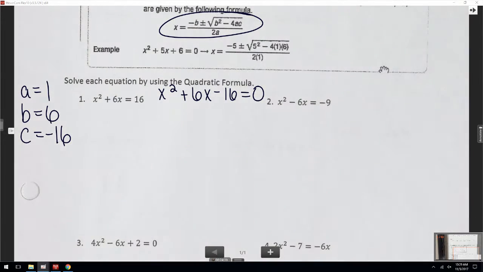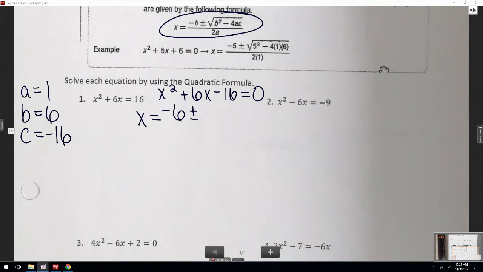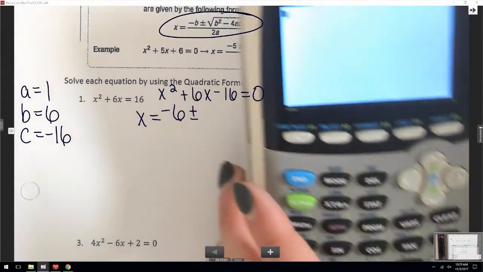Here we go. So we got x equals negative b. So all it does is change the sign, right? So it's negative 6 plus and minus. You ready? All right. You got your calculator? I'm going to teach you how to do this because you're not in Algebra 1 anymore. In Algebra 1, you're going to show me all those steps. We're in Algebra 2, and it's pre-AP.